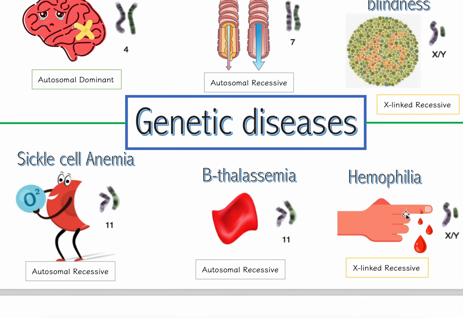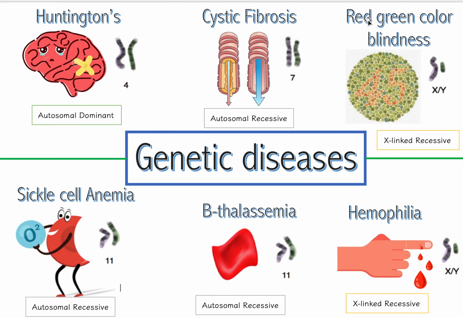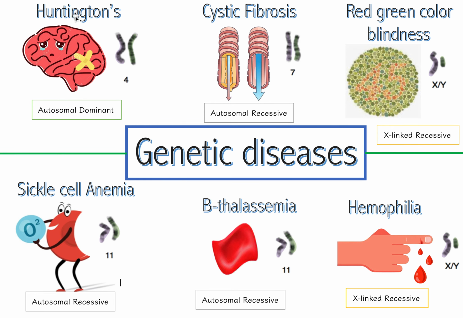So that is it for genetic diseases. This is all the ones I think you should be familiar with. At least now you know what the diseases are. You don't need to know any more information about these diseases. And it's not even that important to know what chromosome they're on. I'm just putting it here for you to understand what genetic diseases are.